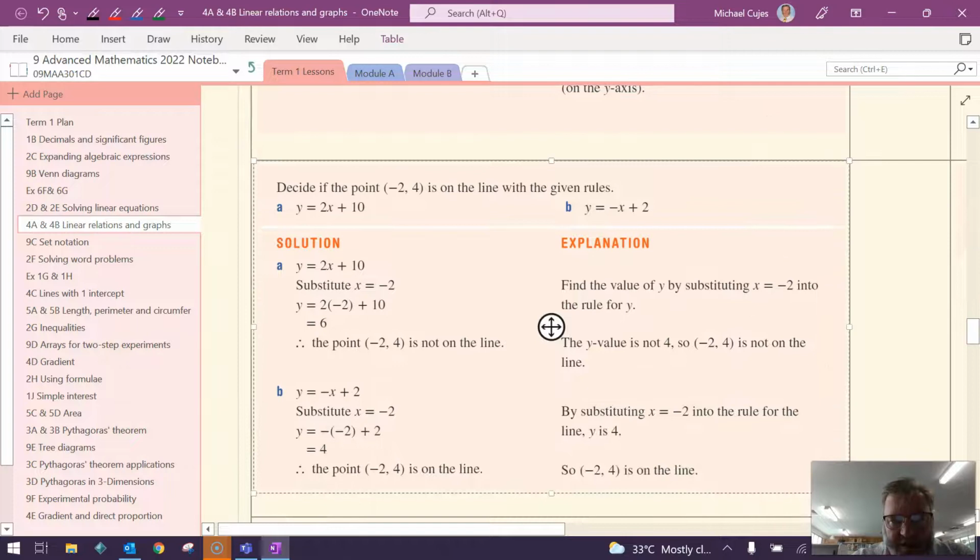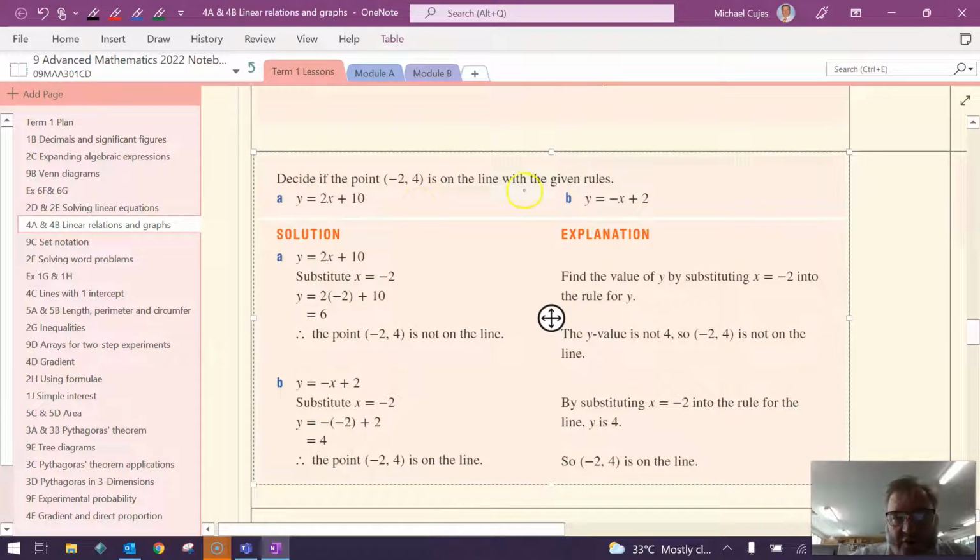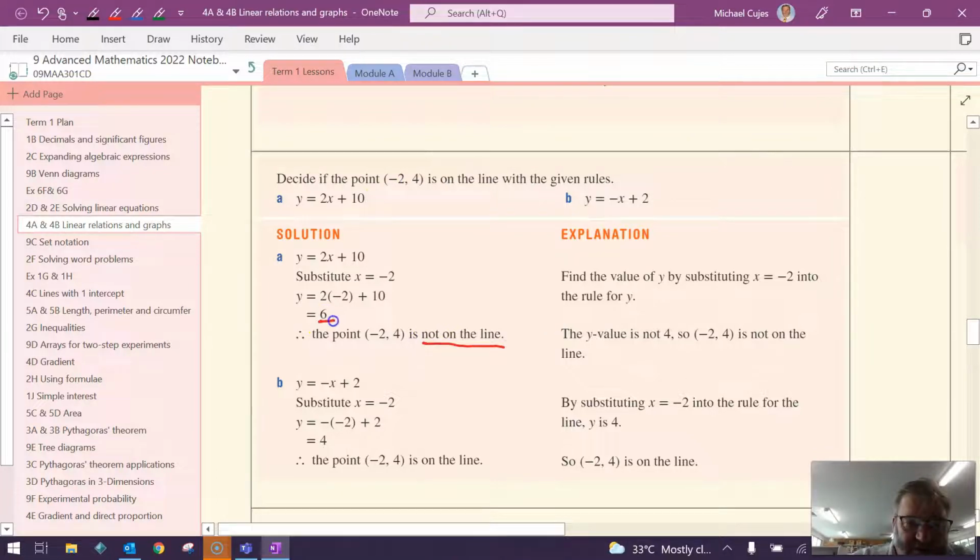Nothing too complicated there. To decide if a point is on the line, you simply substitute in the x value and then see if the y value matches. So for this first particular question here, y equals 2x plus 10, I'm going to substitute in x equals -2. 2 times -2 is -4. -4 plus 10 is 6. This was asking is the point -2, 4 on the line, so it's not on the line because 6 does not match up to the y coordinate of 4. They're not equal to each other. If they're not equal, the point doesn't lie on the line.